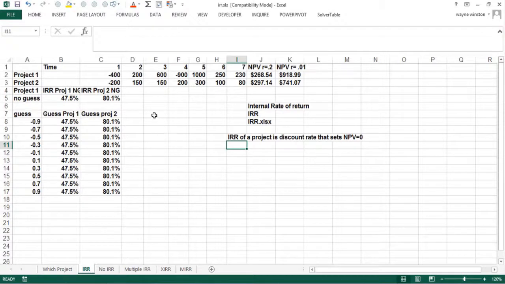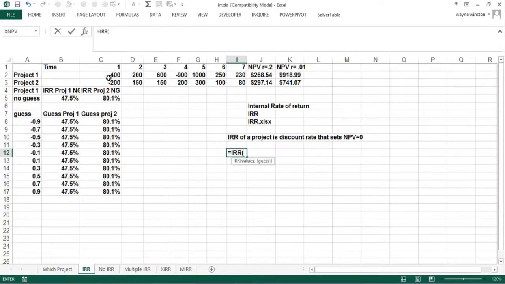So the problem with internal rate of return is you sometimes have to start off with a guess. Excel guesses the rate of return is 10%. And basically, if it's not near 10%, it might get it wrong. Okay. So let's look at these two projects and try to find the IRR. You could just do a straight IRR and it would work here.